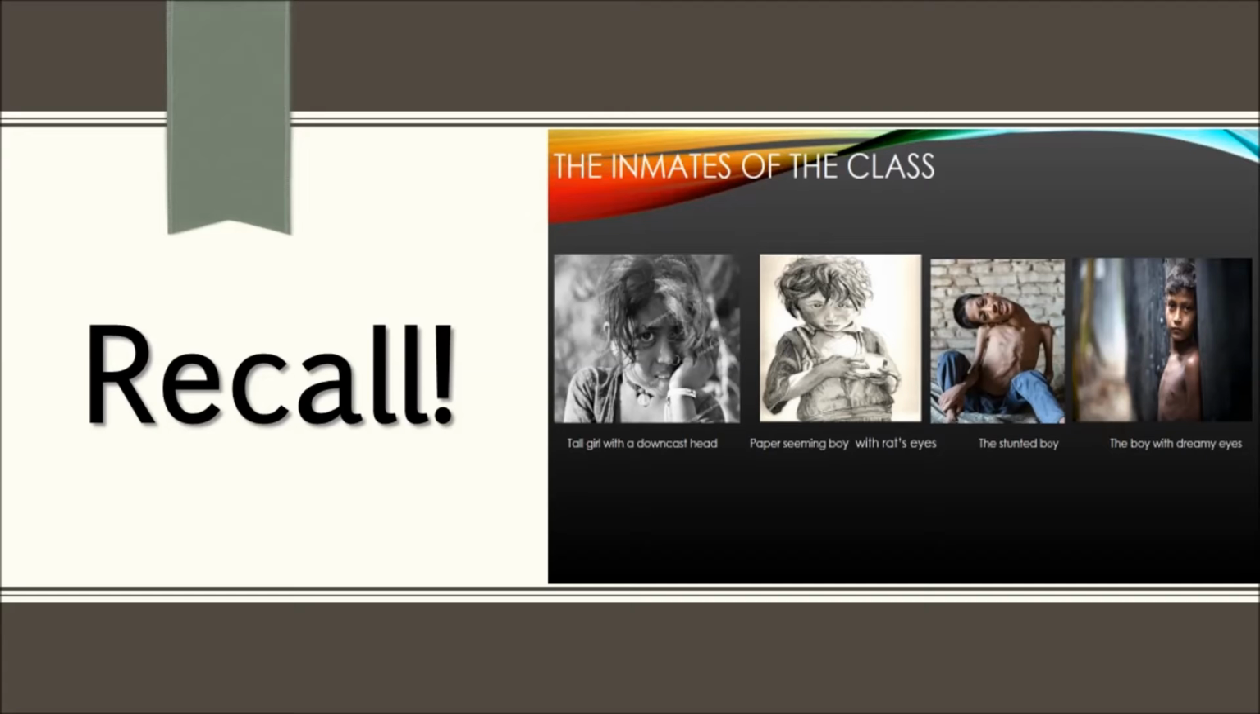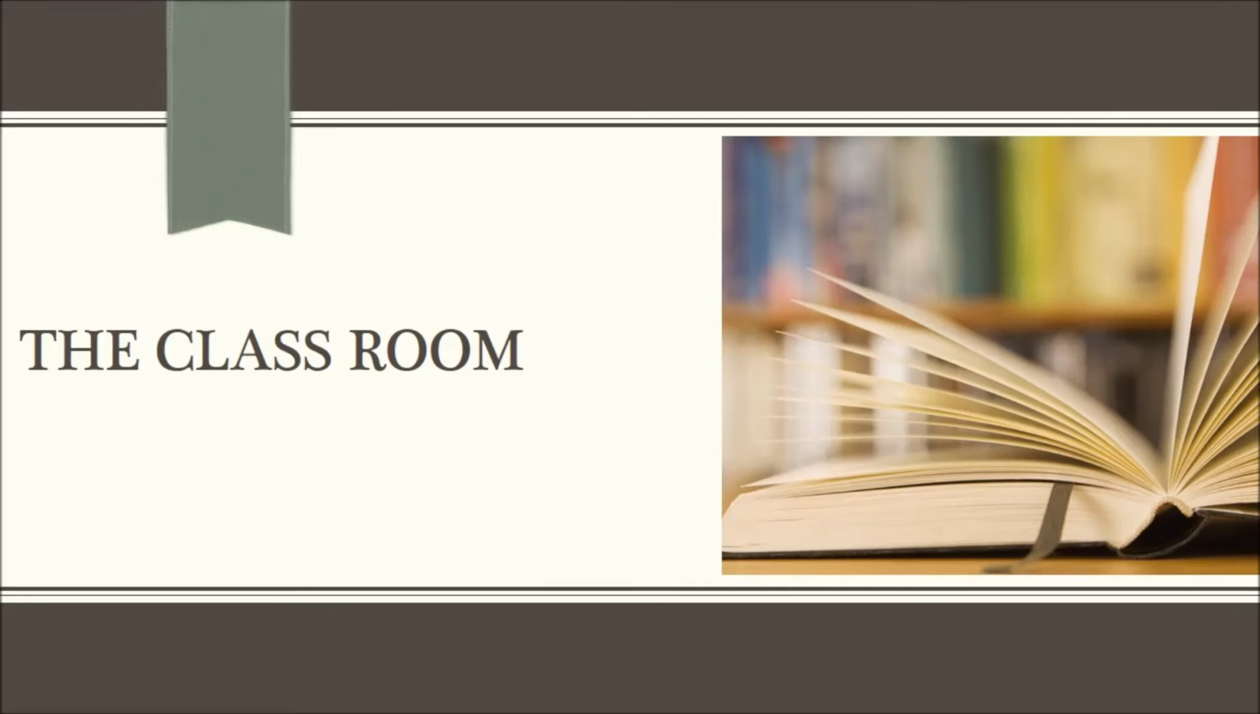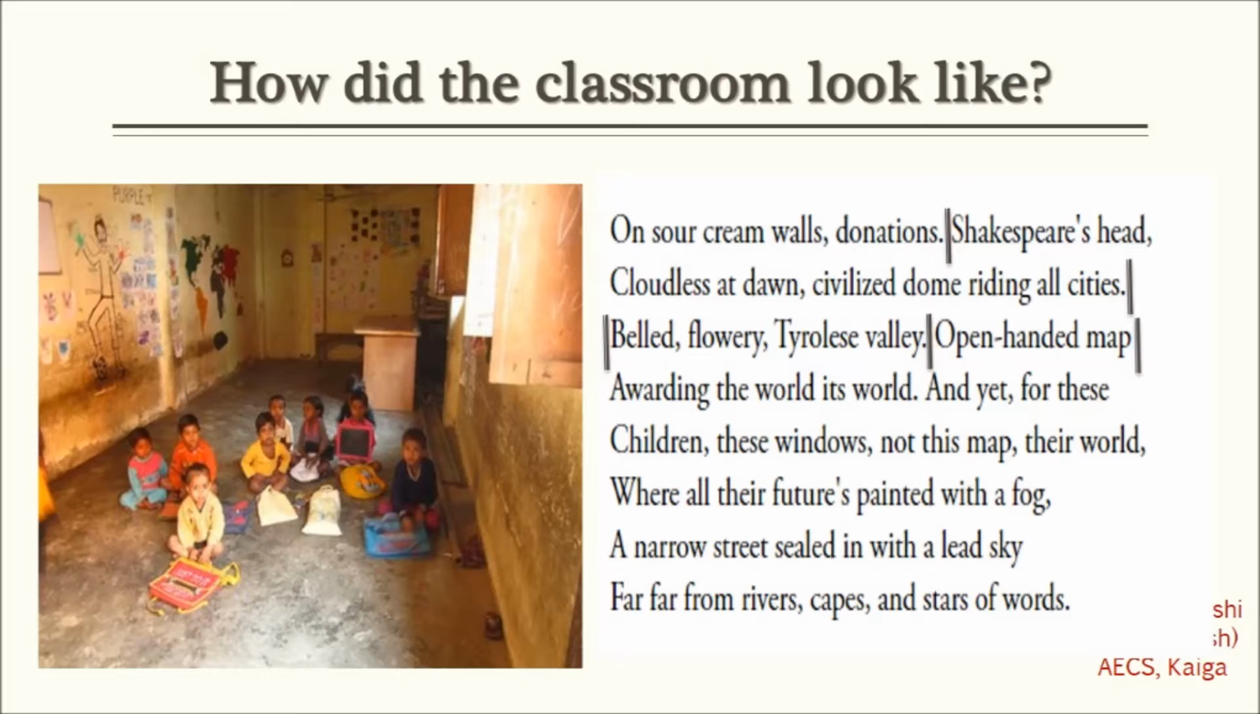In stanza 1, Spender introduced to us the children inside the classroom. Now he attempts to familiarize us with the ambience of the classroom. Let's take a look at the classroom where the children study. I want you to notice the punctuation marks in the course of the stanza. I'll refer to commas as pause and full stops as stops up to some point.